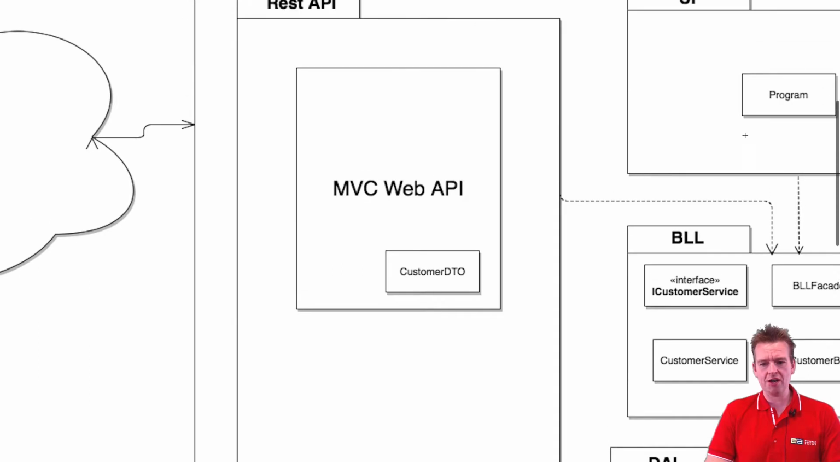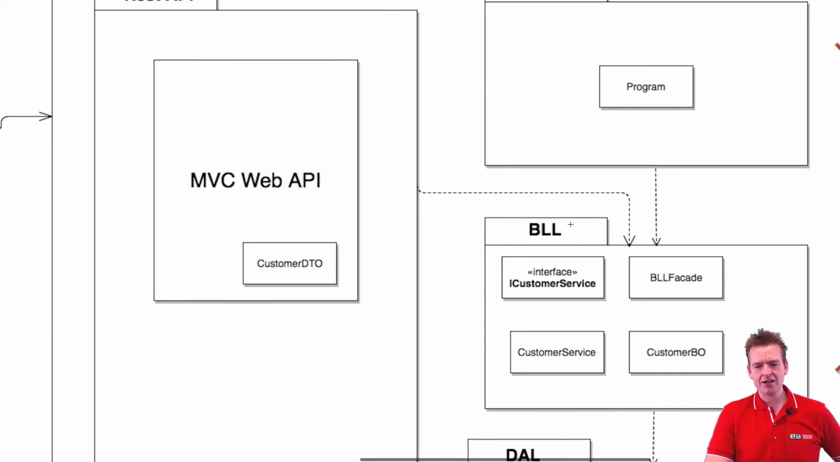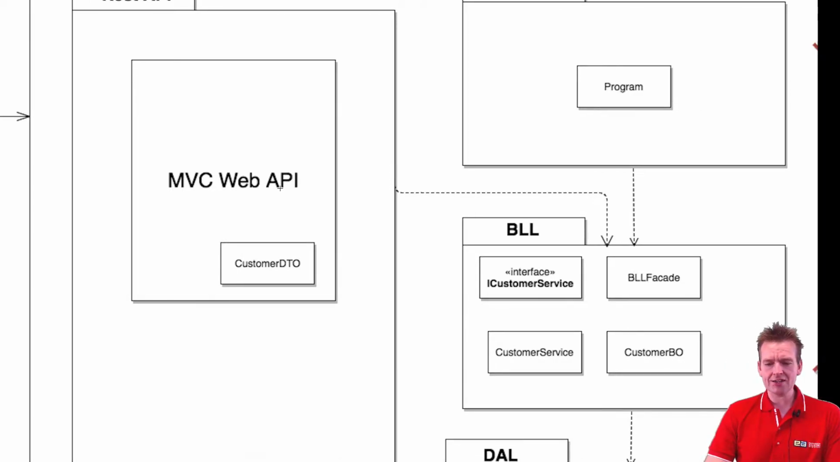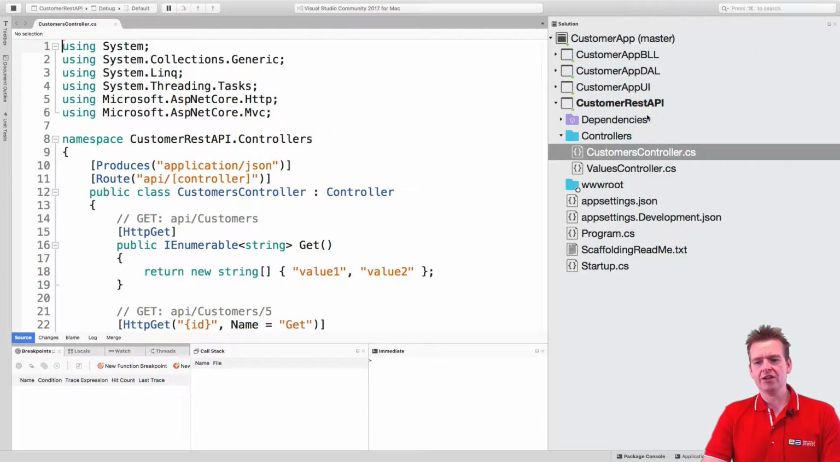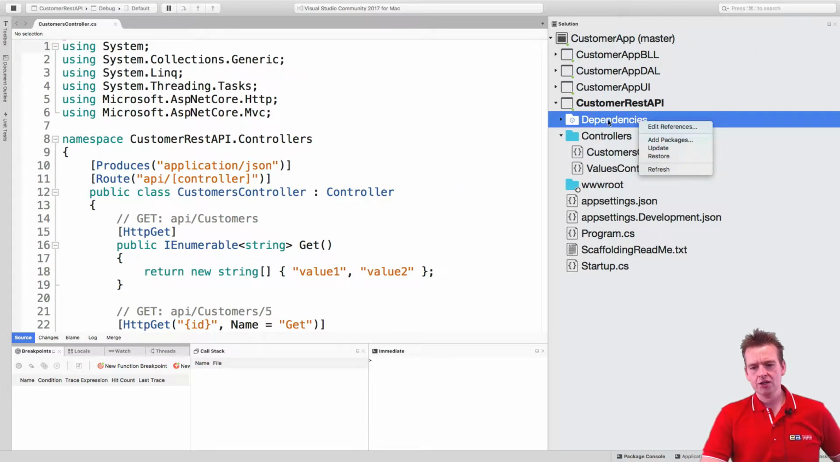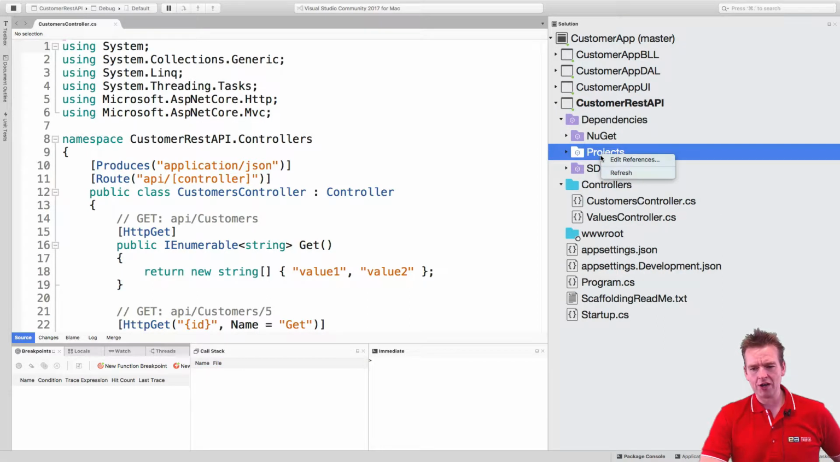So this is the drawing I made right here. We have the web API or REST API right here, and that needs access to the business logic layer. So that's the first thing we need to do. So let's try and do that. I know we kind of did this already in the last video, but I just want to show you for Mac users as well. Go in here, say edit preferences, or we can actually expand this. I think that would be easier, and right click projects and say edit references.